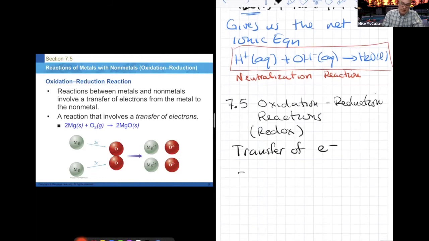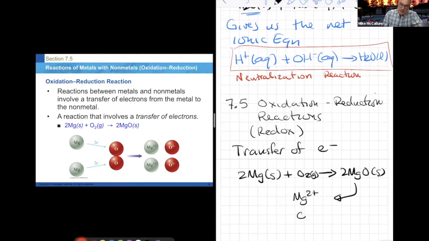Here's the example, 2 Mg plus O2 gas goes to 2 MgO. And you have to dissect this ionic compound on the product side to see what's happening. We have Mg2+ and O2-, right? So the oxygen is going from neutral, O2 is neutral, right, to a 2 minus oxygen. And the magnesium is going from a neutral, again, to a 2 plus.